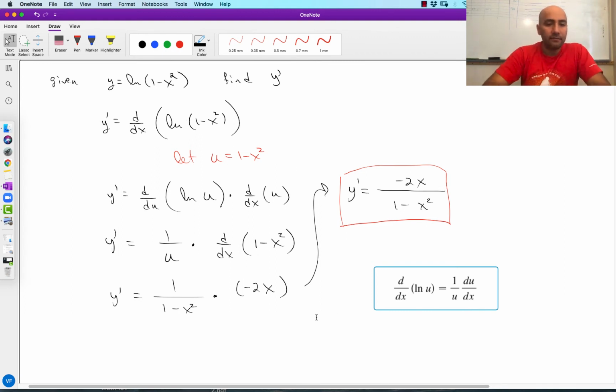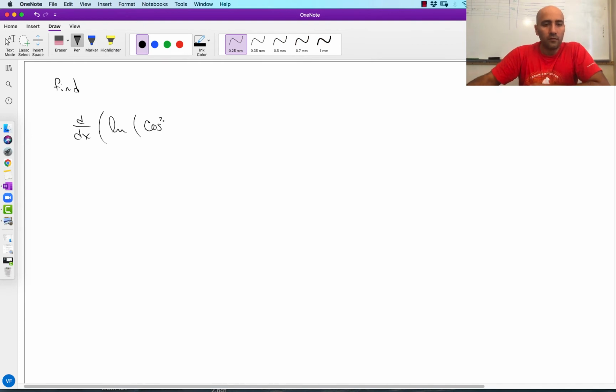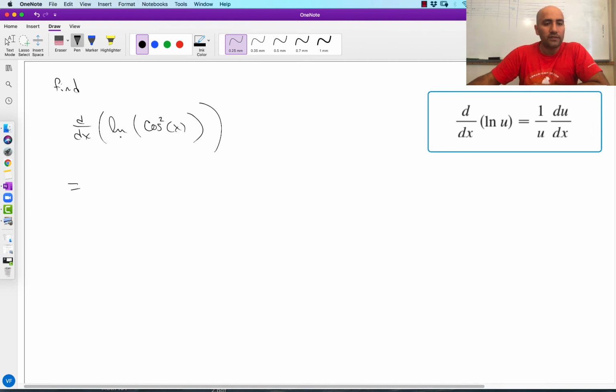All right, let's apply it again. Find the derivative with respect to x of ln of cosine squared x. So this initially is going to be equal to the following. Let's do our u substitution. Let's let u equal cosine squared x.